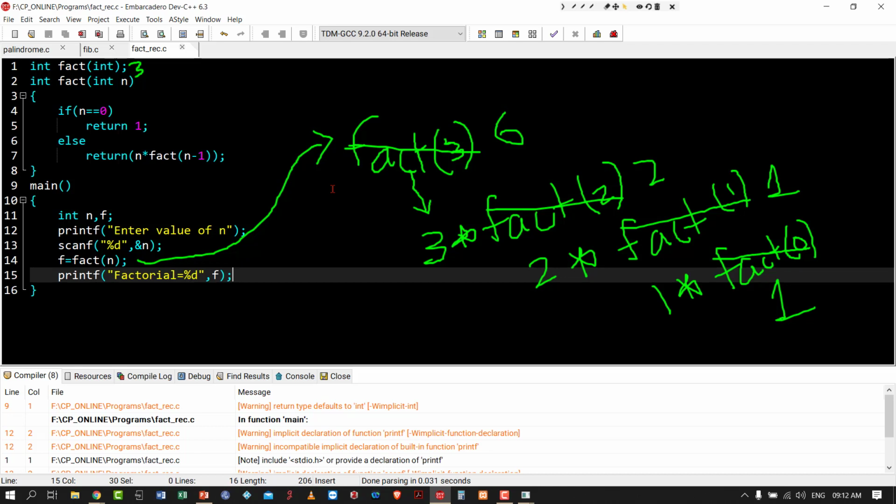Any doubt in this program? Any statements you have doubt, please ask. If it is clear, I will move to the next problem.